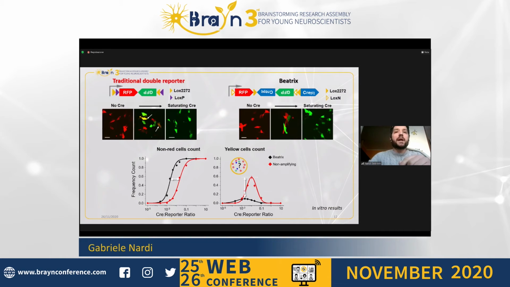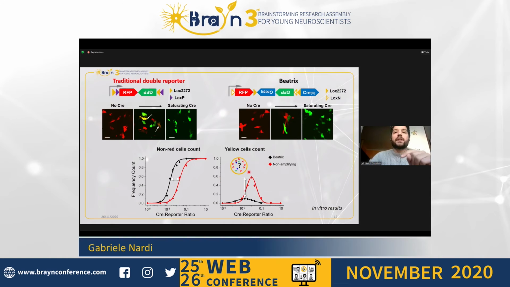So we compared the performance of these two systems in vitro by counting the number of non-red cells as a function of the proportion between Cre and reporter used for the transfection, as we did before. And we saw a tenfold increase in sensitivity of Beatrix compared to the non-amplifying system.